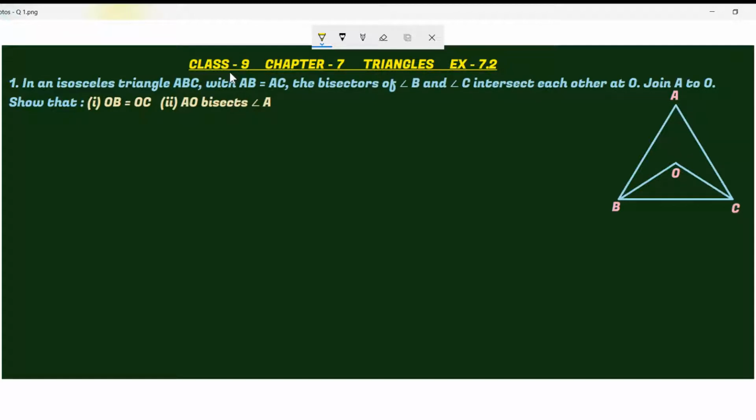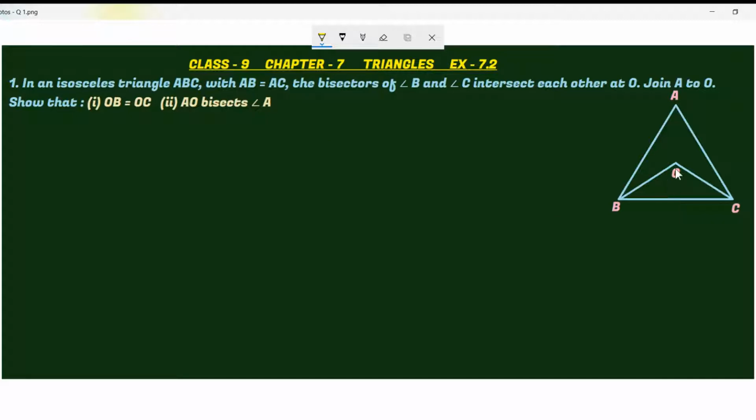In this class, I am going to teach you Class 9, Chapter 7, Triangles, Exercise 7.2, Question number 1. In an isosceles triangle ABC, with AB equal to AC, the bisectors of angle B and angle C intersect each other at O. Join A to O and then show that OB is equal to OC, and second, AO bisects angle A.